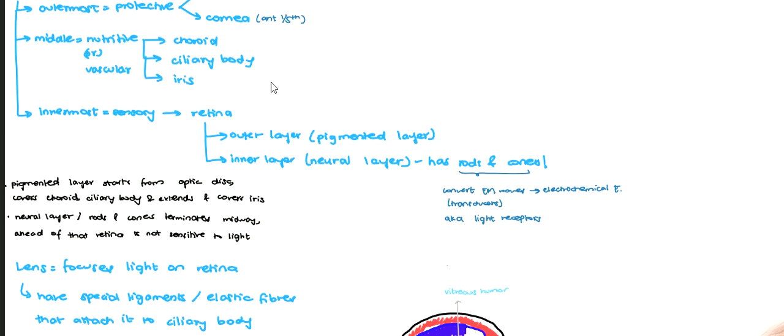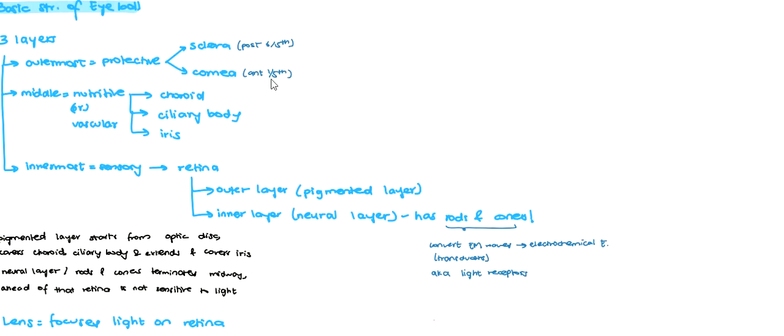Then you have the middle layer, which is the nutritive or the vascular layer. Now, as this name already suggests, vascular, it has the blood supply in it. Hence, the blood brings the nutrients and it provides the entire nutrition to your eyeball. It comprises the choroid, ciliary body, and iris.